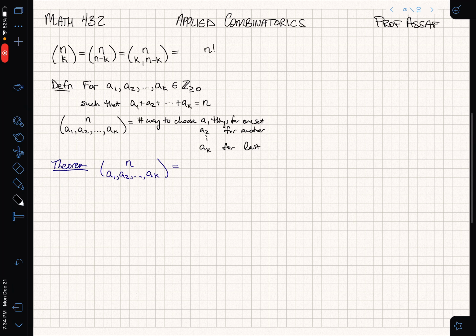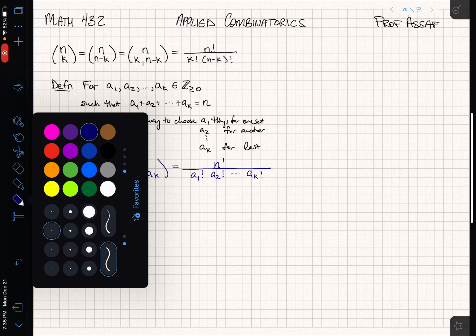This is equal to n factorial divided by k factorial n minus k factorial. And the reason it's nice to write it with a multiple notation is because we get a1 factorial, a2 factorial, all the way up to ak factorial. So this is nice. This gives us a way to kind of generalize the binomial coefficients to these multinomial coefficients. Maybe I'll write that down. Multinomial coefficients.